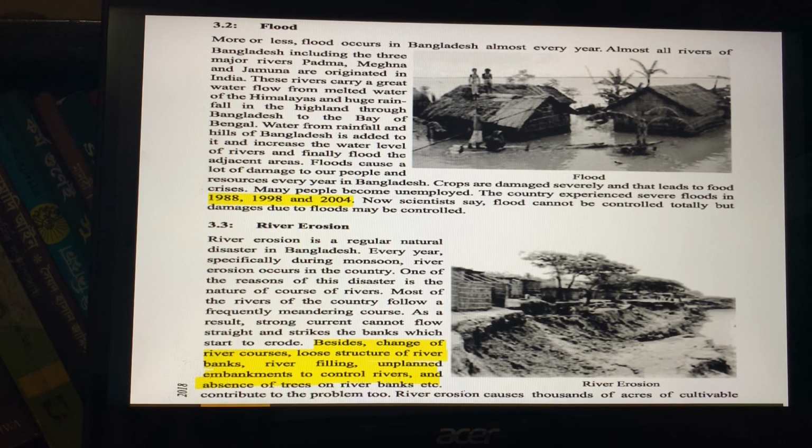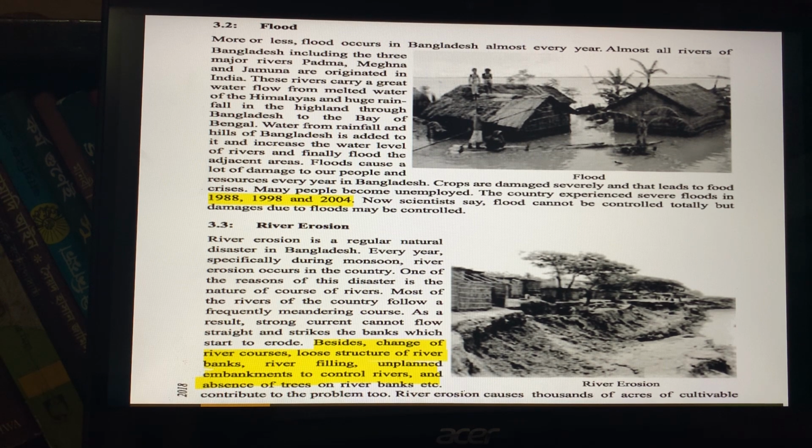Then flood. Flood is a common phenomenon in our country. Almost every year we have this disaster. So we are used to it, isn't it? So after 1971, we experienced three severe floods. One in 1988, another 1998, then 2004.